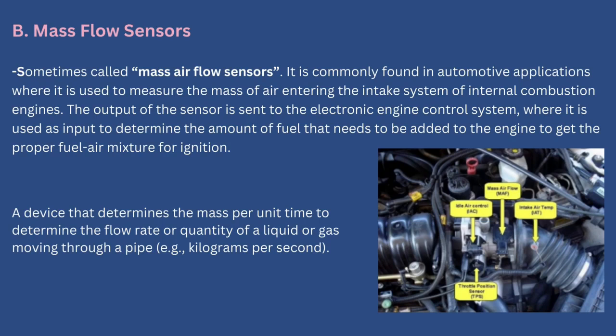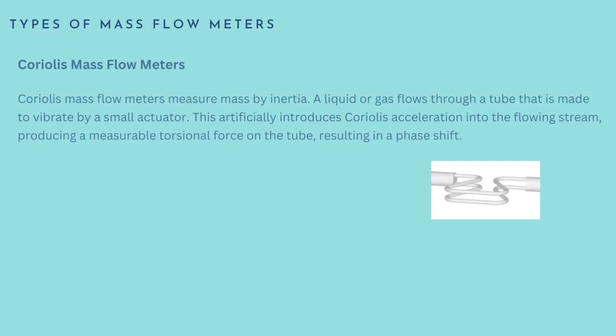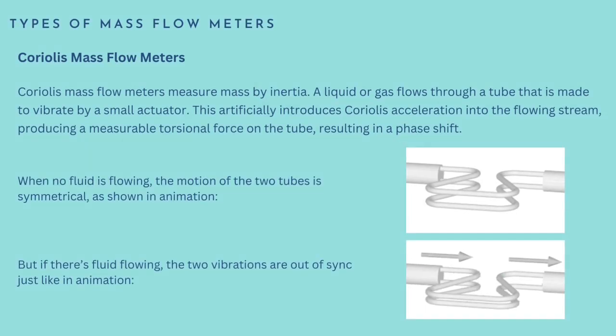So another definition is a device that determines the mass per unit time to determine the flow rate or quantity of a liquid or gas moving through a pipe, like kilograms per second. So there are also other types of mass flow meters such as Coriolis mass flow meters.